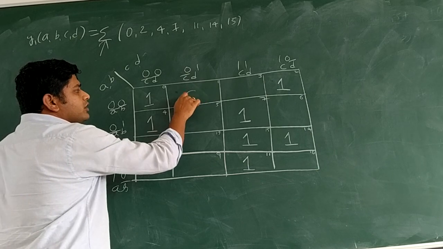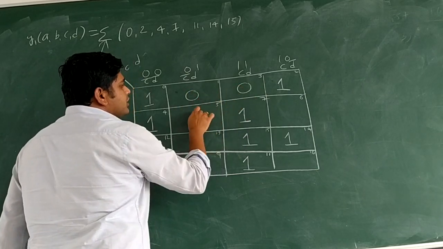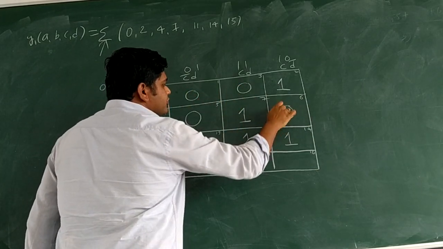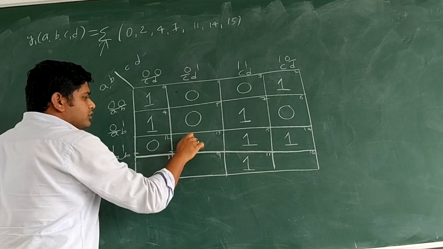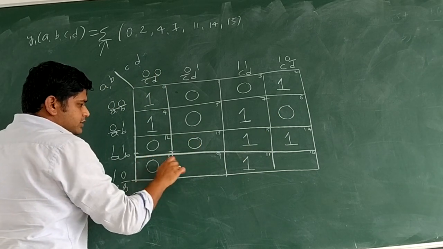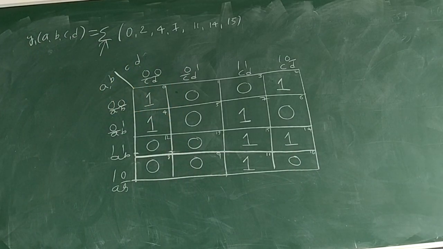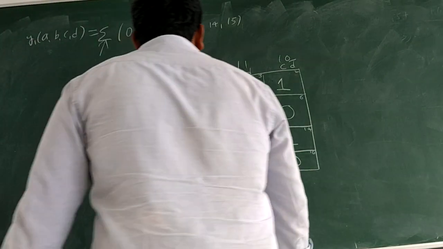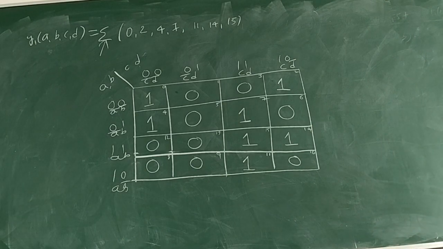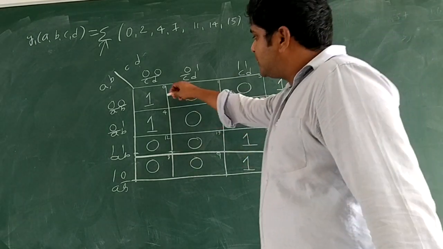Now, the non-given cell numbers are 0. Here it is 0, 0. So 12, 13, 8, 9, 10, these all are non-given cell numbers. So it was almost similar to the previous problem.